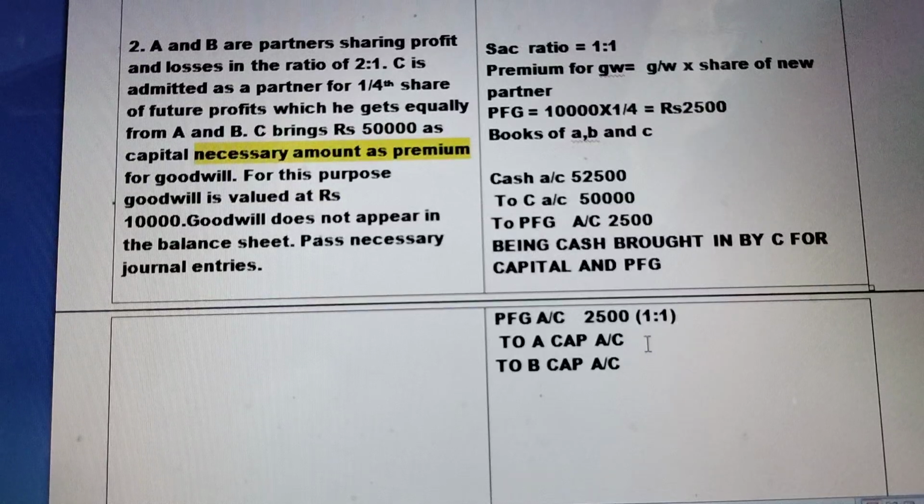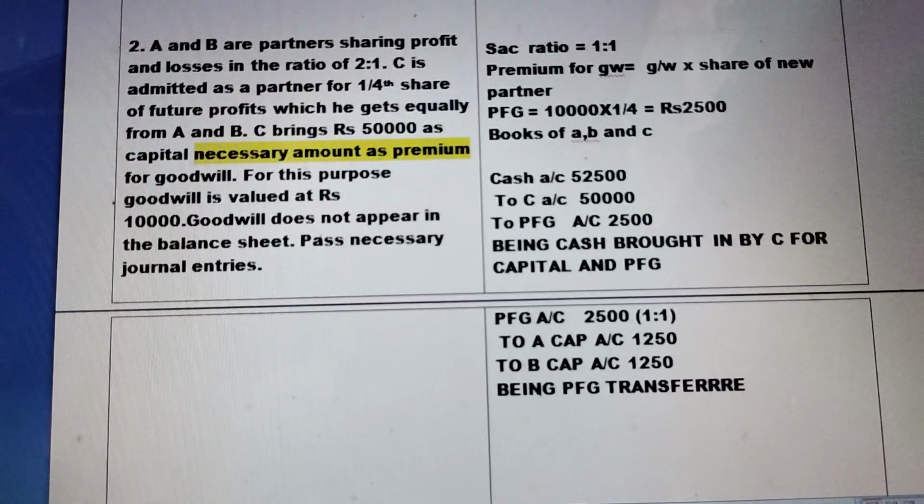So half of 2500 is 1250 and 1250. See, the narration will be: being premium for goodwill transfer to sacrificing partners capital account. I'm writing in short. So these are the two important entries required for these questions.